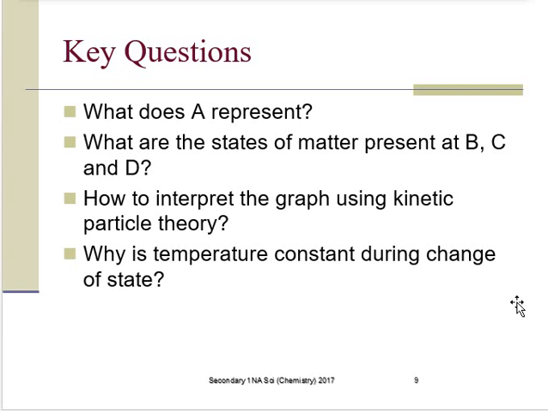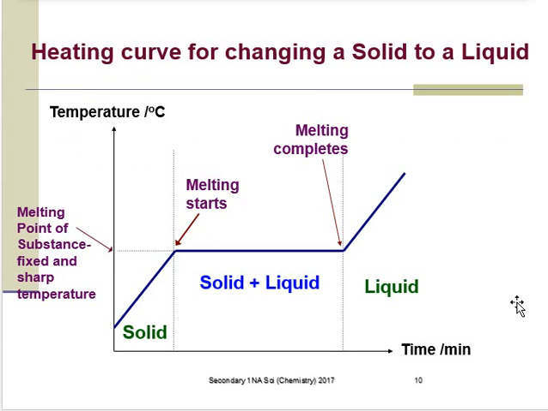Next, you also need to know how to interpret the graph and explain it using kinetic particle theory. And last but not least, if you still remember, at part C of the graph you see that the temperature remains constant during that part of the graph. So you will need to be able to explain why this is so.